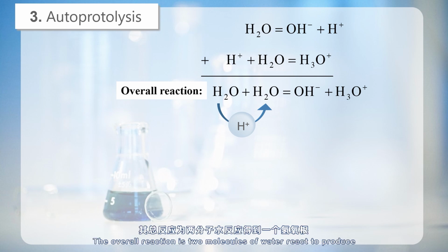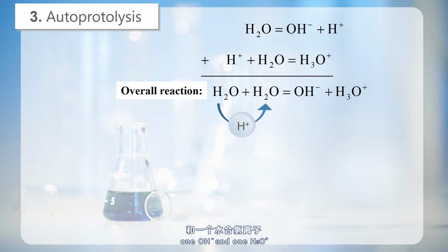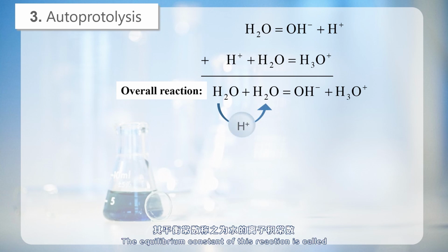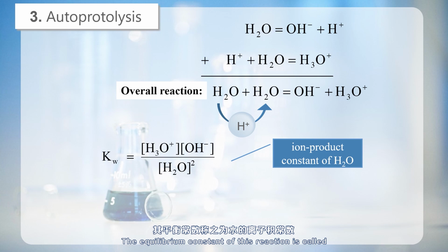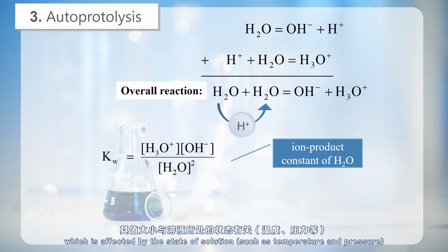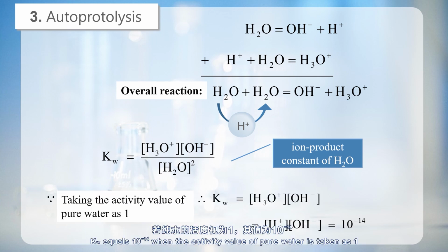The overall reaction is two molecules of water react to produce one hydroxide and one hydronium, which is usually called the autoprotolysis. The equilibrium constant of this reaction is called ion product constant with the expression of Kw, which is affected by the state of solution, such as temperature and pressure. At the standard state, Kw equals 10 to the minus 14th power when the activity value of pure water is taken as 1.